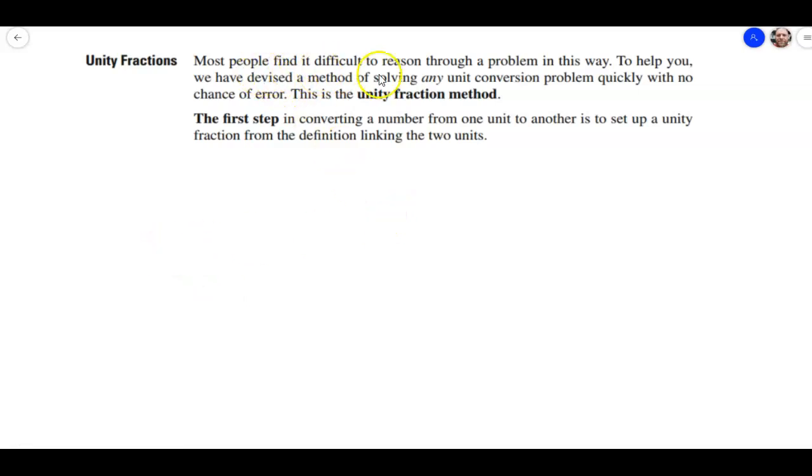It says that most people find it difficult to reason through a problem in this way. To help you, we have devised a method of solving any unit conversion problem quickly with no chance of error. It's the unity fraction method, and the first step in converting a number from one unit to another is to set up a unity fraction from the definition linking two units. So let's talk about that.